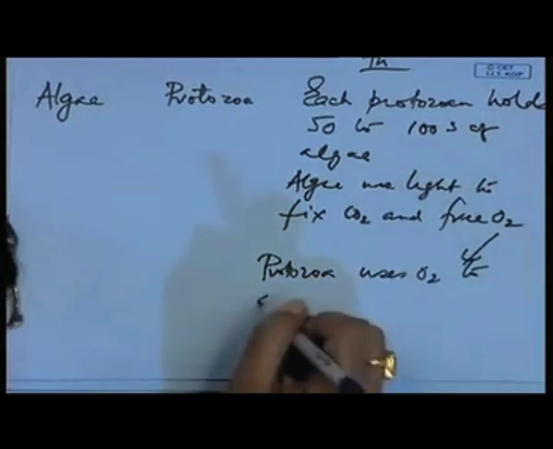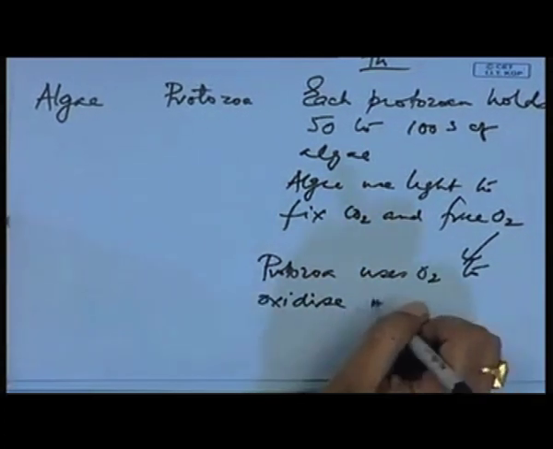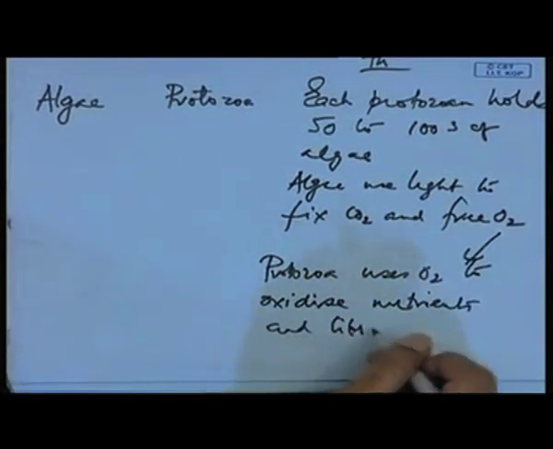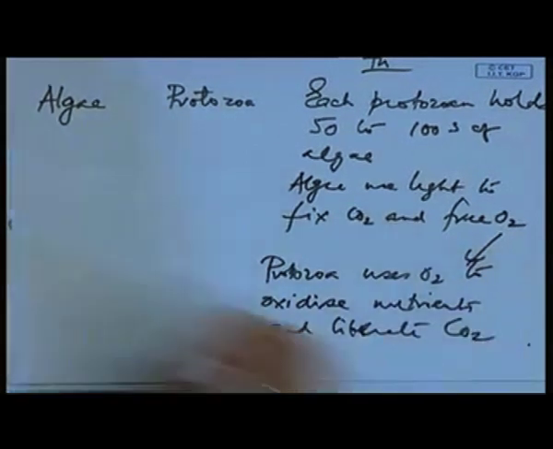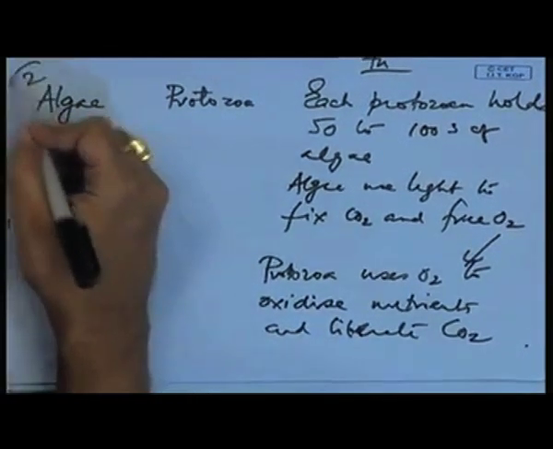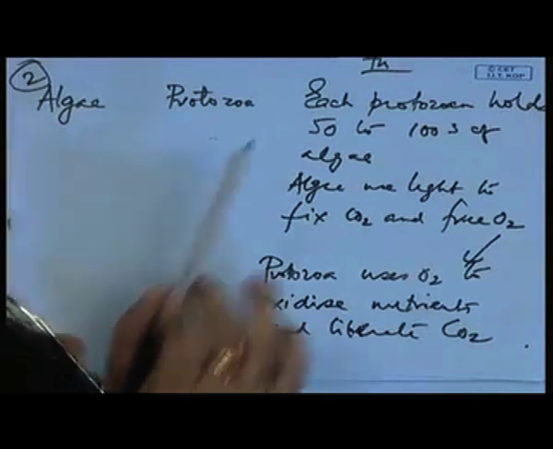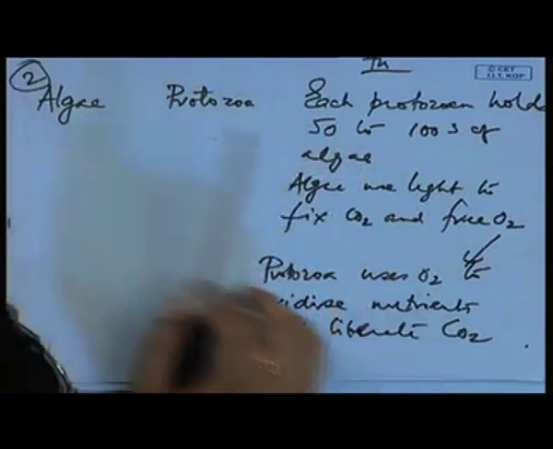The protozoa use oxygen to oxidize nutrients and liberate CO2. Okay. So, these are the two examples we looked at. The first one is the flagellated protozoa and termites, and the second one is the algae and protozoa. As I said, each protozoa holds around 50 to 100 of these algae, and the algae use light, photosynthesis, to fix carbon dioxide and release oxygen, and this oxygen is taken up by the protozoa for its metabolic activities, and it releases carbon dioxide, which is then again taken up by the algae. So, there is a symbiosis between these.